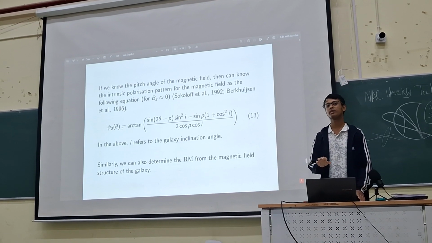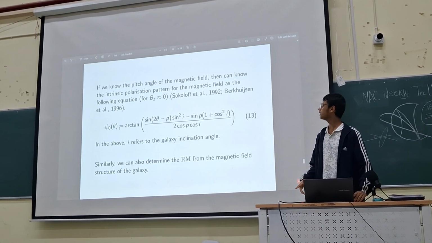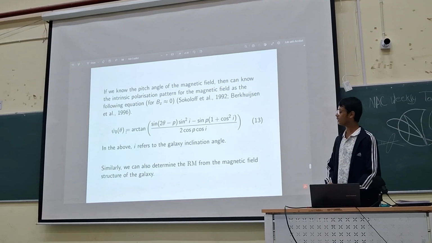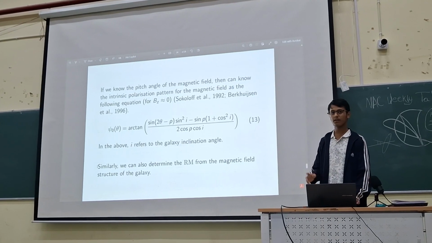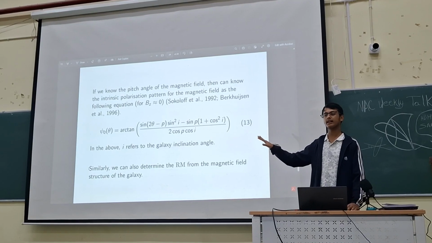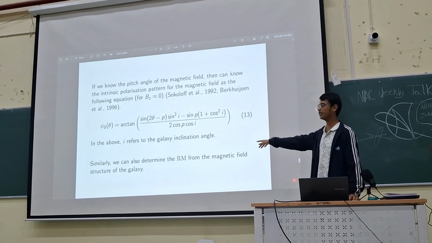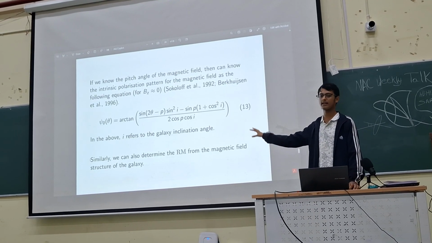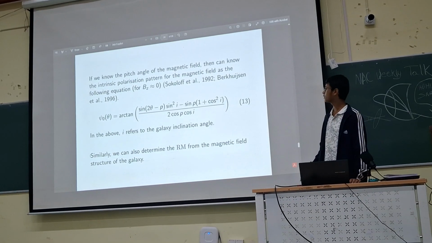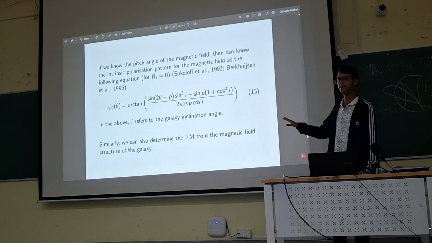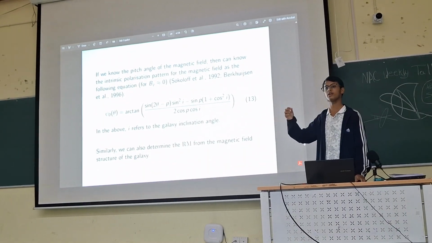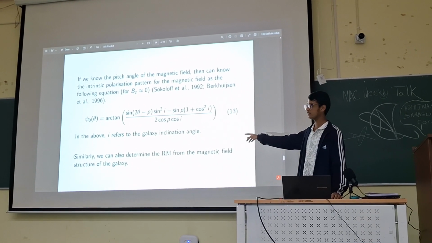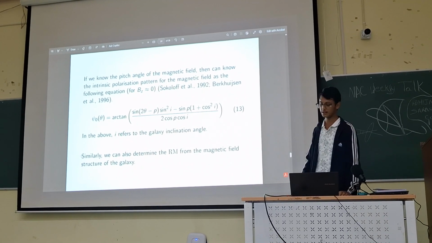So let's say we know the magnetic field structure of the galaxy, then we can know the intrinsic polarization pattern for that galaxy. Okay. Similarly, if we know the structure of the magnetic field in the galaxy, we can also determine the value of the rotation measure in different parts of the galaxy. Okay. Because rotation measure is dependent on the strength of the field that is pointing towards us or away from us, so we can also know what the rotation measure will be if we know the magnitude.